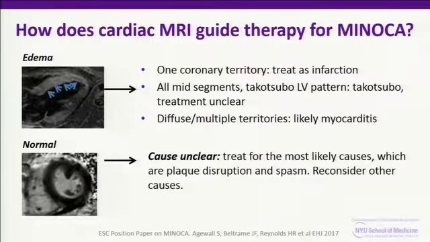If we have edema in one coronary territory, we would typically treat that as infarction. So that's dual antiplatelet therapy and a statin. If you get something that looks like Takotsubo with the typical wall motion pattern and the typical pattern of edema in all the mid-segments, well, that's Takotsubo. I'm not sure entirely how we treat it, but at least we know, we think, what we're dealing with. And if we have a diffuse edema, we might call it myocarditis. If we have a normal MRI, well, we're no worse off than where we started. But I would treat for the most likely causes, and that's plaque disruption and spasm, so that's, again, dual antiplatelet therapy and a calcium blocker.